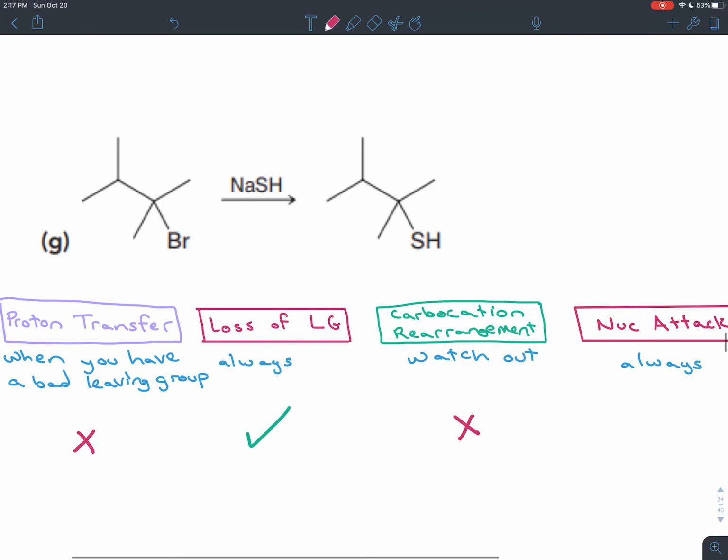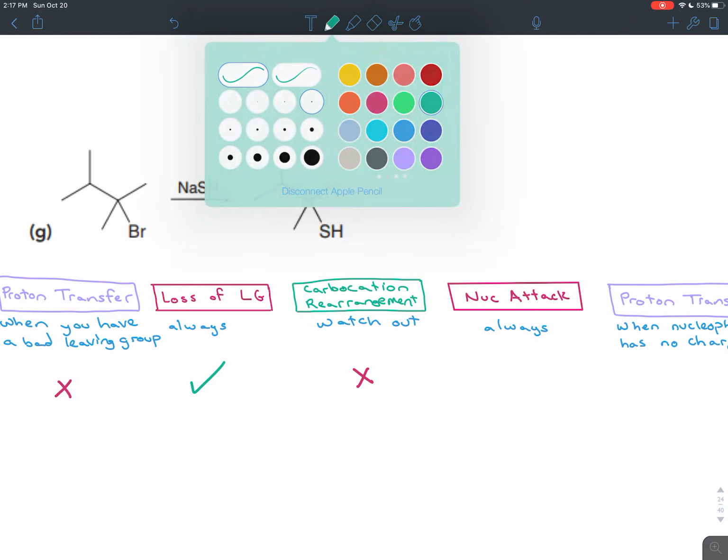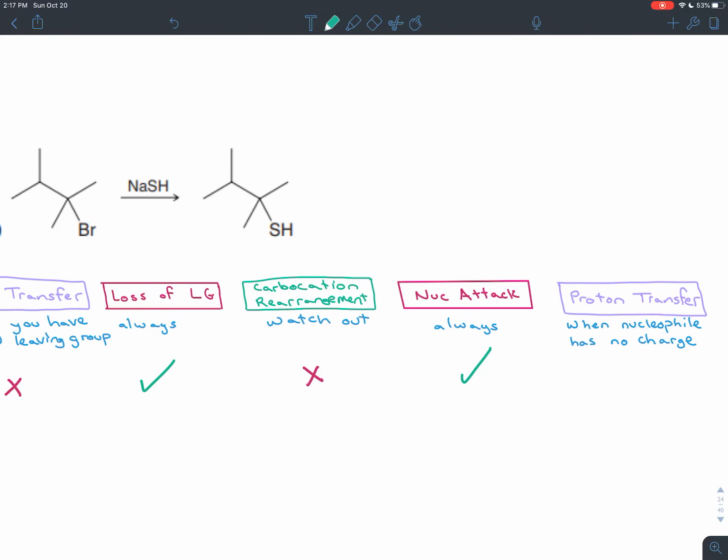We won't have one. And just to confirm that, the nucleophile, you can see, adds at the same position as the leaving group. So if it's on the same position, then the carbocation must not have rearranged. In every substitution reaction, you'll always have nucleophilic attack.